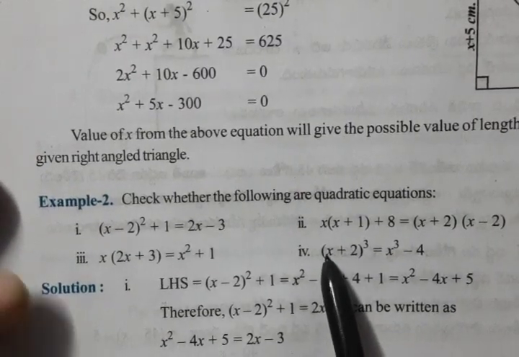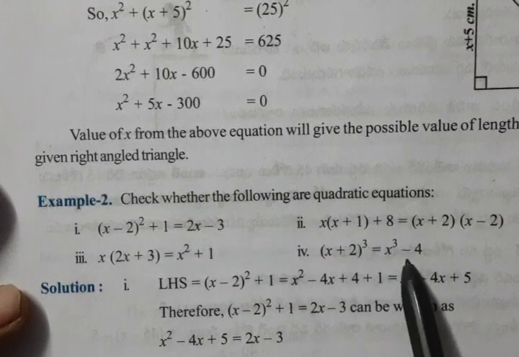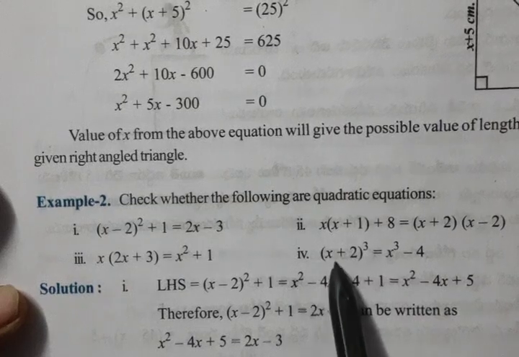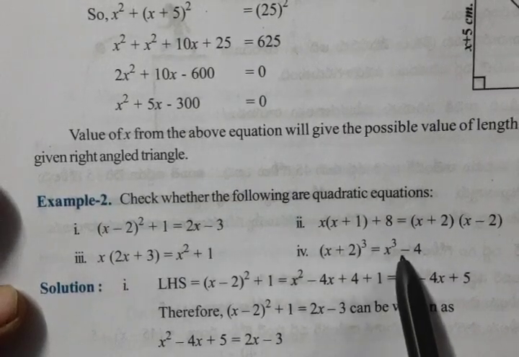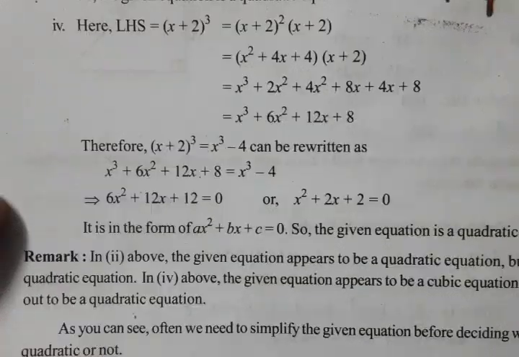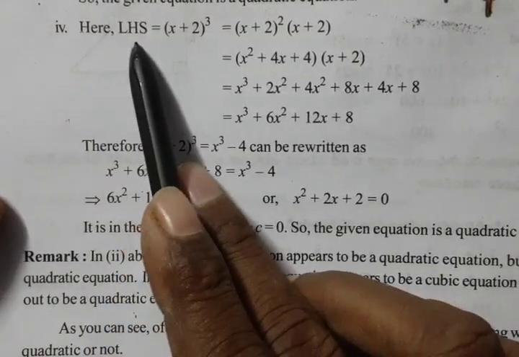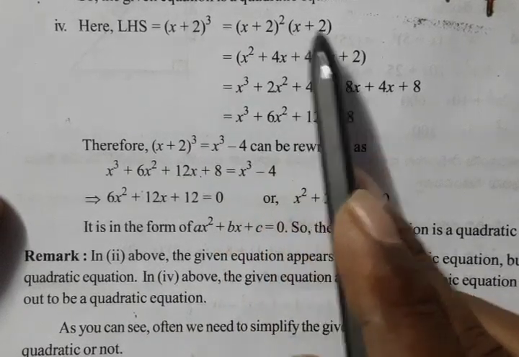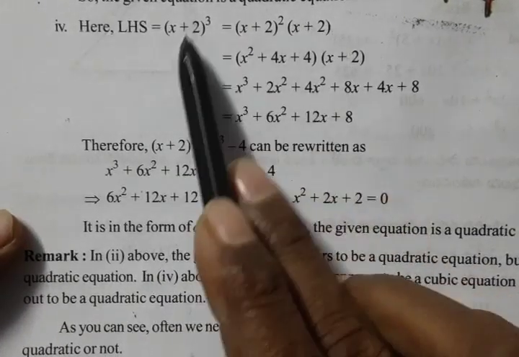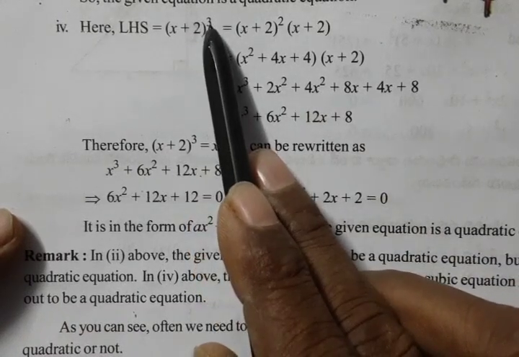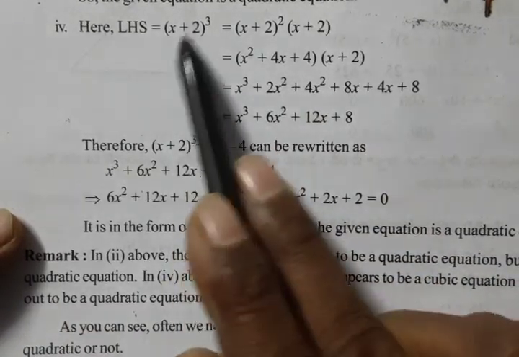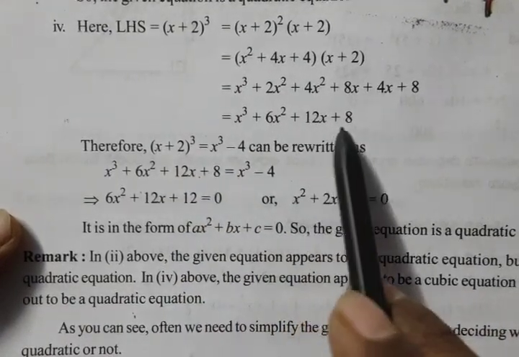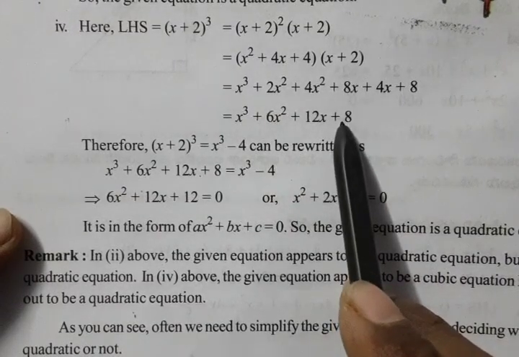Next, the fourth one is x plus 2 whole cube is equal to x cube minus 4. Left hand side x plus 2 whole cube, right hand side x cube minus 4. Now let us take LHS: x plus 2 whole cube is equal to x plus 2 whole square into x plus 2. Also it is in the form of a plus b whole cube formula, that is a cube plus 3a square b plus 3ab square plus b cube. Also we can write it directly.